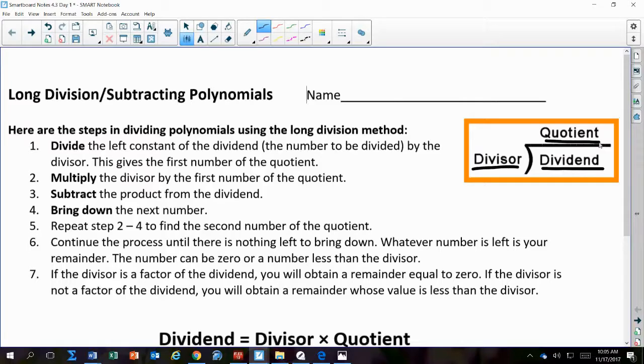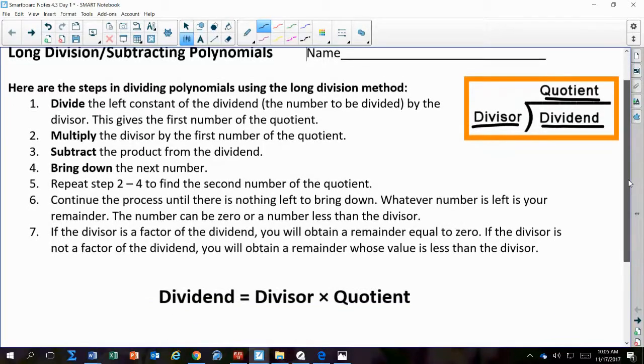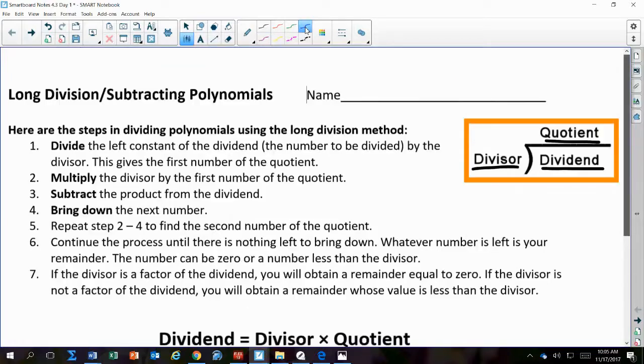And that's the idea. Which, by the way, a way you can check your answer is by taking the quotient times the divisor and seeing if you get back to the dividend. If you're taking the dividend, dividing by the divisor to get the quotient, you should be able to go in the reverse order. Take the quotient times the divisor and see if it's equal to the dividend. That's the way to check your answer. And that's what it says down here.